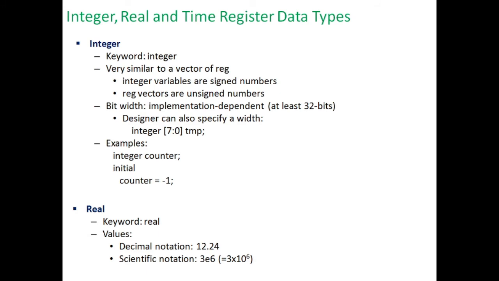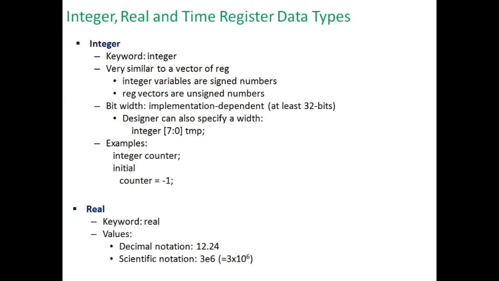Now let us discuss the integer, real and time register data types. What are these data types? We know that reg is a keyword, wire is a keyword, and they can be represented either as scalar quantities or as vector quantities. Then what is the use of the integer?